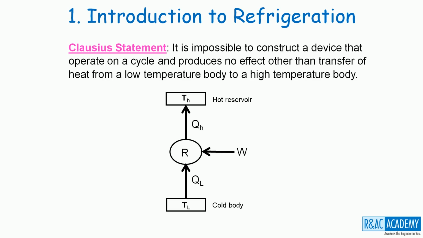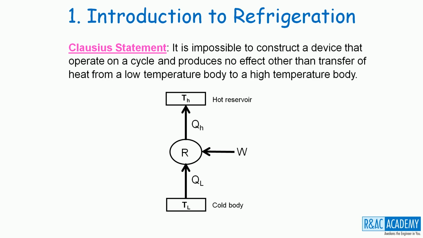Then, does it mean that we can produce refrigeration only with work energy as input? That is question number 1. And if we propose to produce refrigeration using heat energy as input, then will we be violating the Clausius statement? This is question number 2. The answer to both question number 1 and 2 is a no.